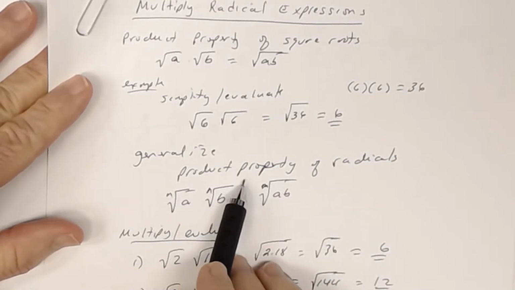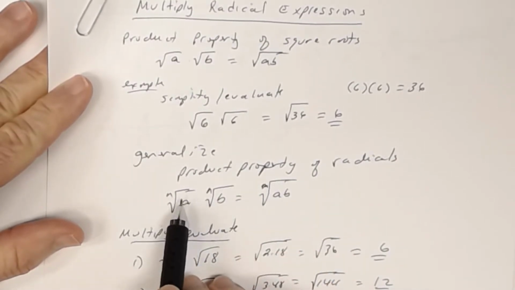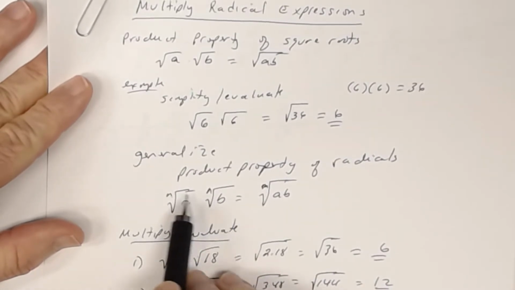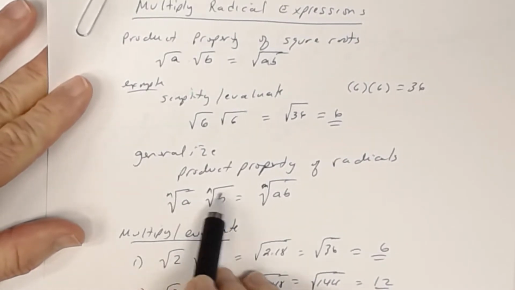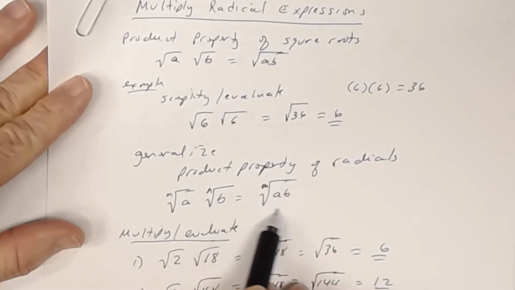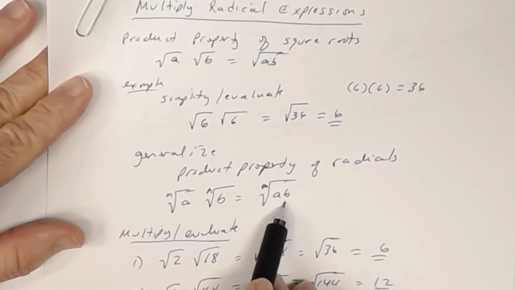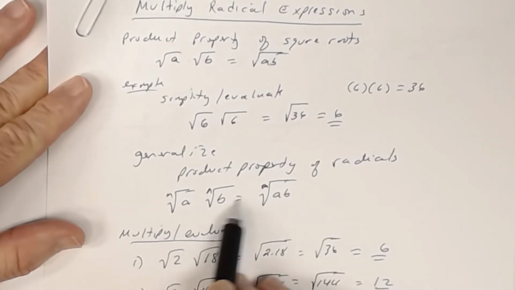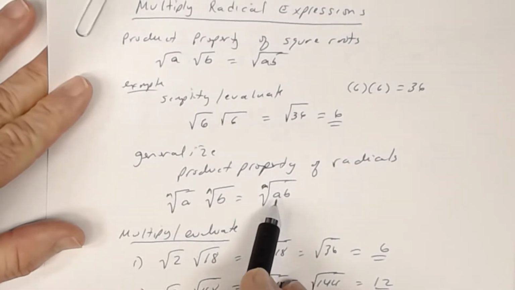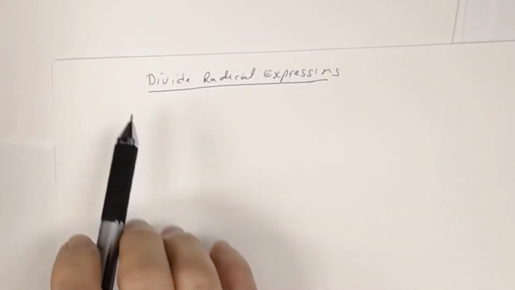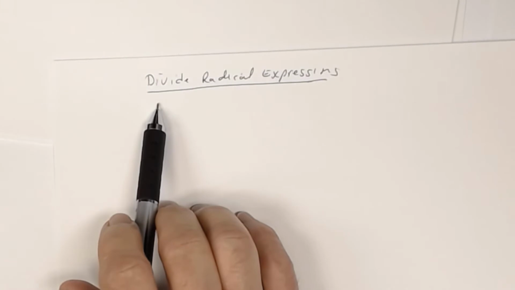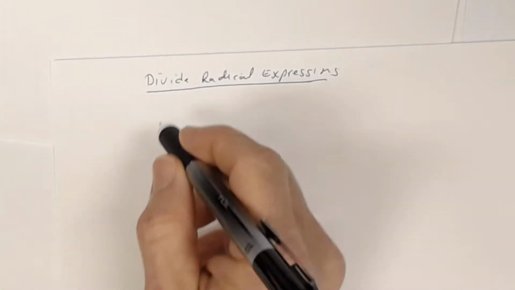And so remember, the product rule for radicals said this: if you're multiplying one or more radicals together and the indices are the same, then you can write it as one radical by just multiplying the radicands together. Okay, so notice the radicand is a times b. All right, so for the division, this is going to be called the quotient rule.